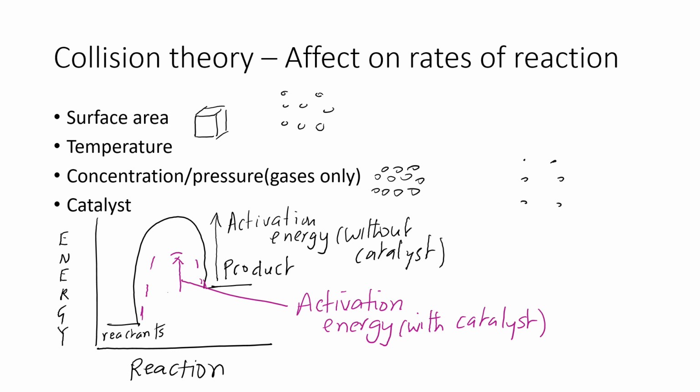If you've got lots of concentrated particles, then more collisions happening, faster rate of reaction. And in a graph, you have two graphs that you can see here. The first one in black shows the activation energy is higher without a catalyst, and the purple one, if I add my catalyst, it reduces the activation energy.